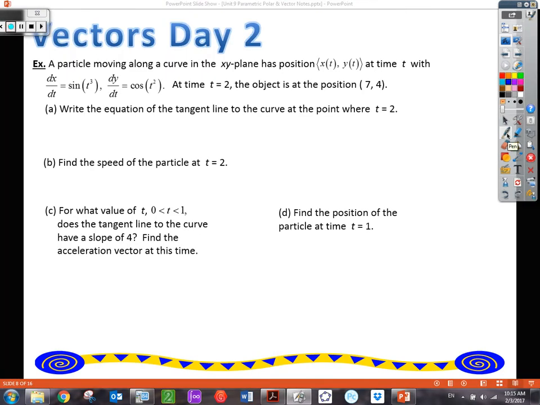So our tangent line is going to be y minus 4, again because we have our x and y components right there, equals negative 0.661 times x minus 7. And so that is the equation of our tangent line.